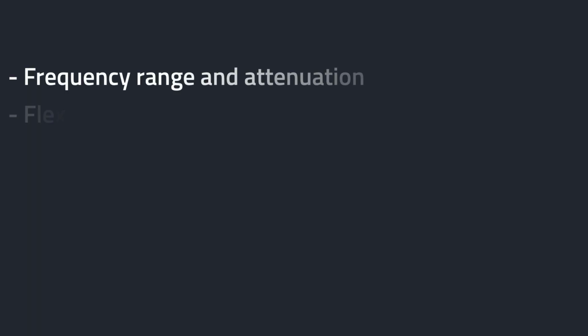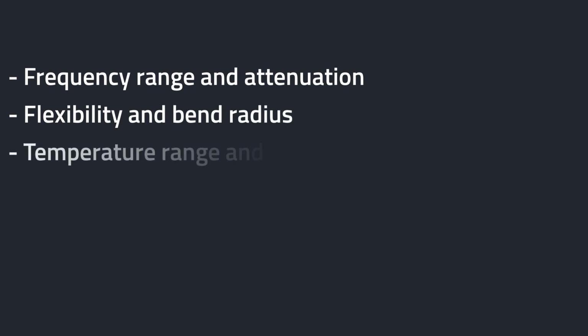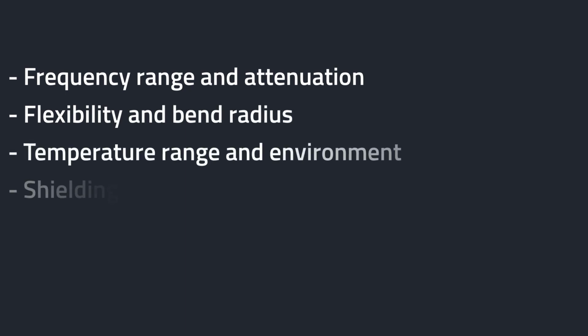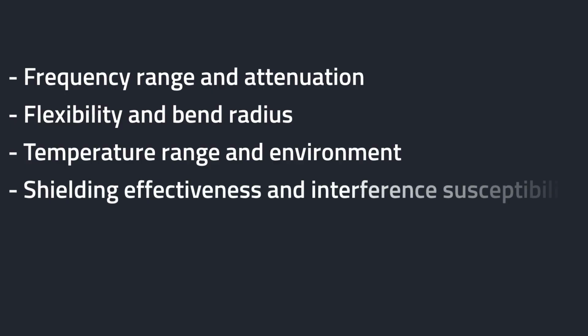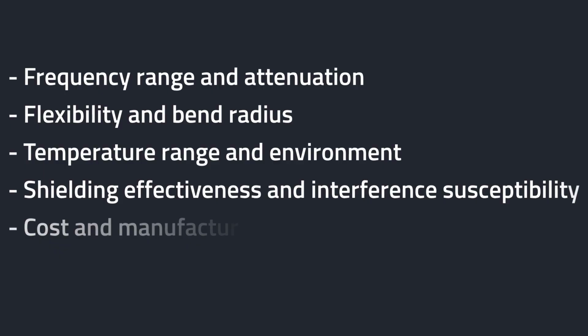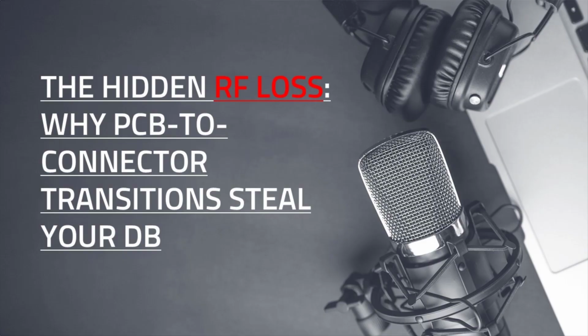So cable selection is a balancing act between frequency range and attenuation, flexibility and bend radius, temperature range and environment, shielding effectiveness and interference susceptibility, and also cost and manufacturability. So the key message is this: if you're tight on margin, cable is not the secondary decision, it's going to be your primary one. Our next risk is vibration and mechanical stress.